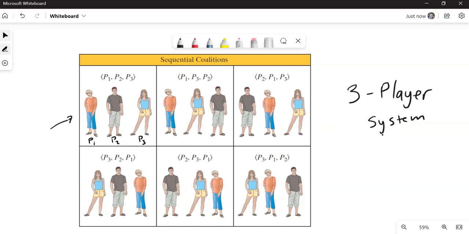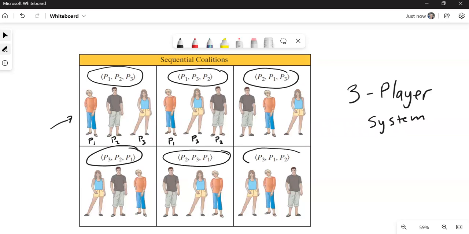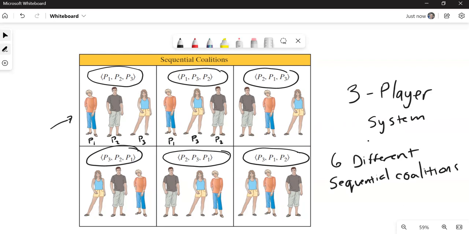But then in the next one over, there's only a slight change. Player 1 is still first, but we've changed P3 to be second and P2 to be last. And then as we go through this, you can see all the different orderings of the possible people. So there's a total of 1, 2, 3, 4, 5, 6 orderings. So even with 3 players, there's 6 different sequential coalitions, right? Same people, different order. And why does it matter? We'll discover that throughout this module.